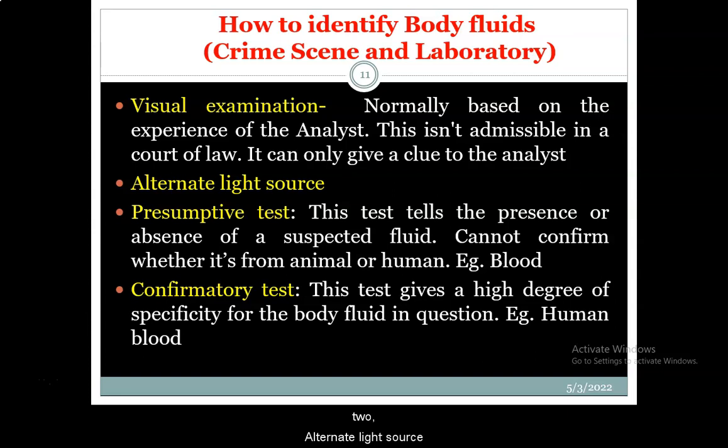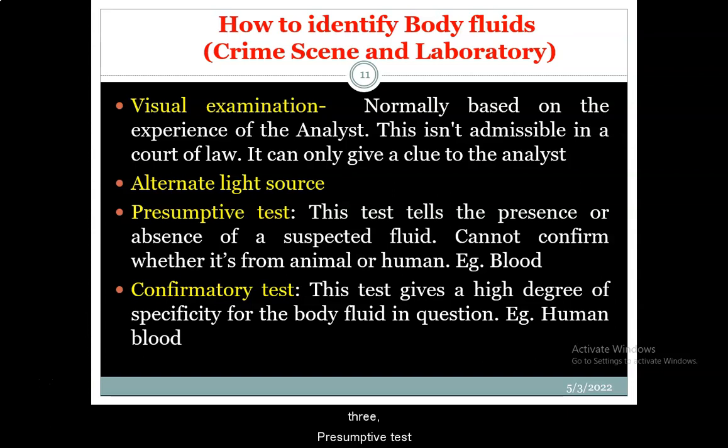2. Alternate light source. And this is of particular interest when you have hidden stains. Let's say blood in a dark garment. It is not easy to see it with your naked eye, so you use alternate light source to visualize. So normally when you use the alternate light source, the particular part of, let's say, a clothing or any other material that contains the stain will glow so that you can use that place for your test.